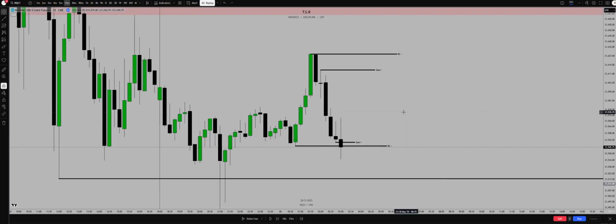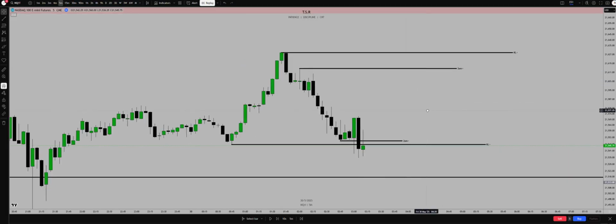We need a 15-minute or a 5-minute CRT. Do we have a 15-minute CRT here? No, we do not. We closed below. Do we have a 5-minute CRT here? Yes, we do. 5-minute CRT low. 5-minute CRT high. Let's just mark this out.